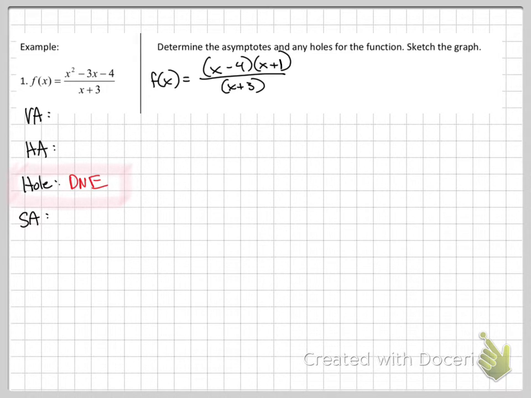That leaves x plus 3 in the denominator. If I do zero product property with x plus 3, I get x equals negative 3 for the vertical asymptote. Don't forget the x equals.